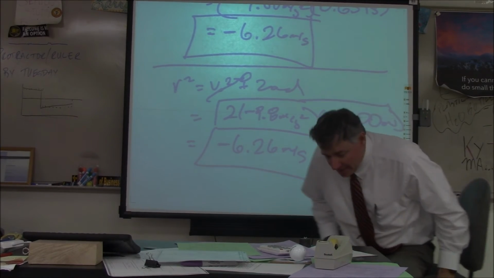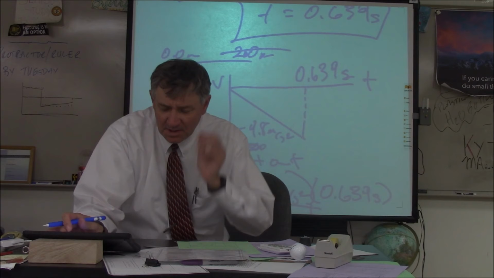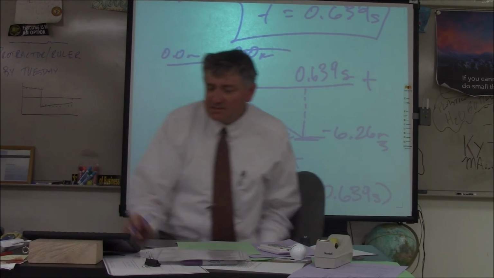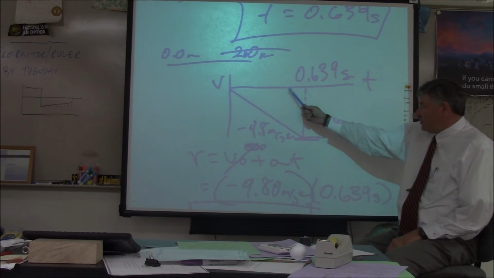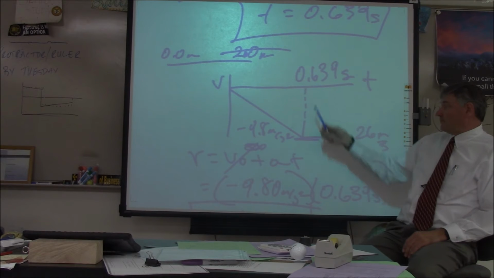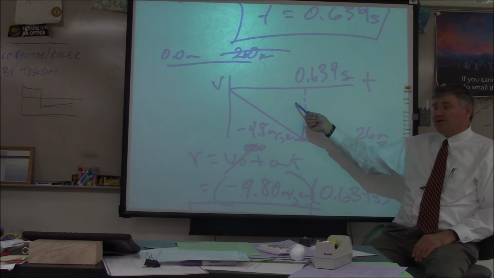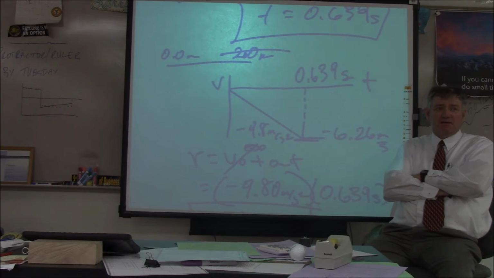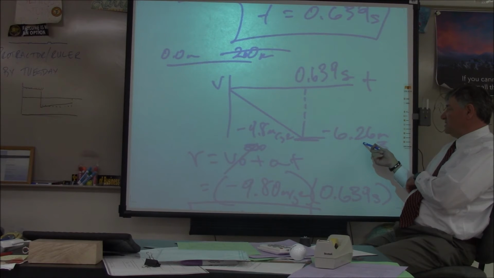Now, this is where you can go back and look at the big picture. If you look at this velocity time graph, we're now going negative 6.26 meters per second. If you look at this triangle, which is 0.639 seconds across and negative 6.26 meters per second down, what should the area of that be? 1/2 base times height, right? So somebody take 0.639 times negative 6.26 and then divide that by 2.